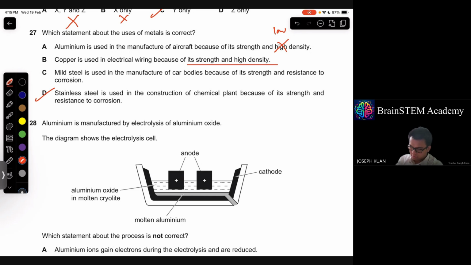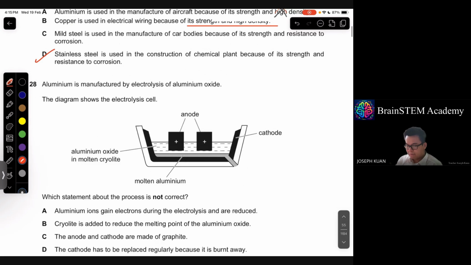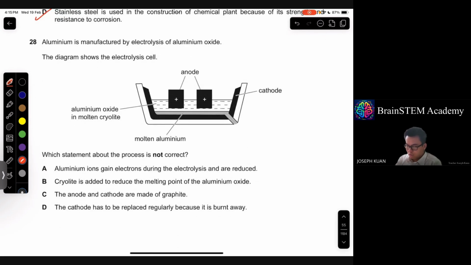Okay, moving on. Aluminium is manufactured by electrolysis of aluminium oxide. The diagram shows the electrolysis cell. Which statement about the process is incorrect? The answer is D. The cathode, it isn't cathode, it's your anode.